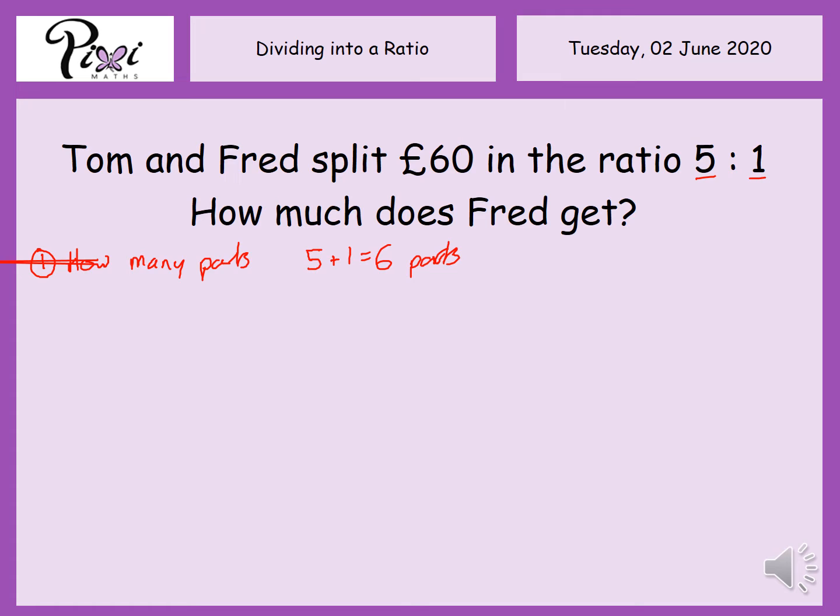Step 2 was how much is one part? We do that because we know the total and we know how many parts we have. So we've got £60 and we're dividing that into 6 parts. So we're going to divide that by 6. So that tells us that £10 is one part.